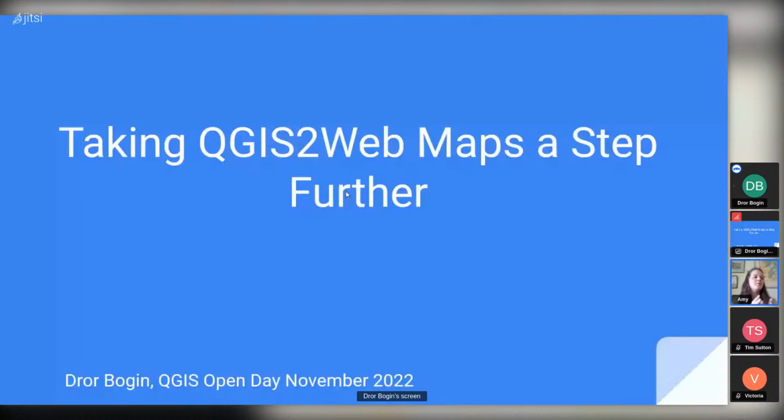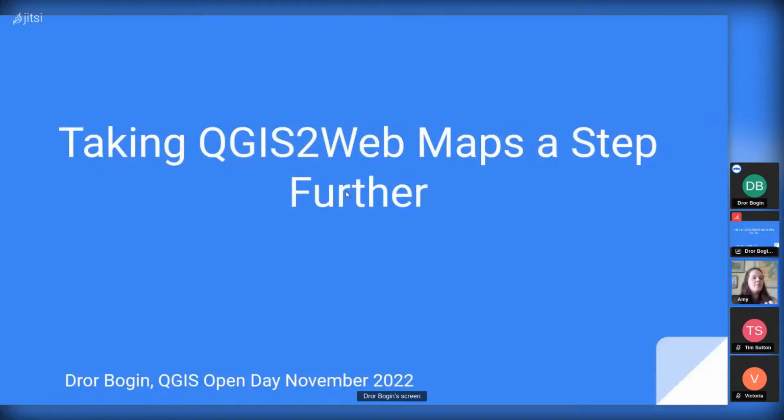And then he will be showing us that QGIS2Web is just an absolutely amazing plugin. It allows users to create interactive maps in a push-button type environment, which is fantastic. But it does have its limits. And Dror is going to show us how to up those limits. So over to you.